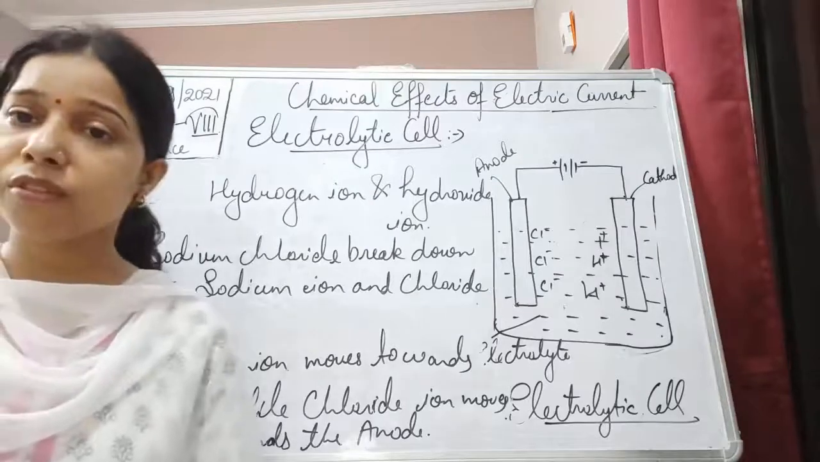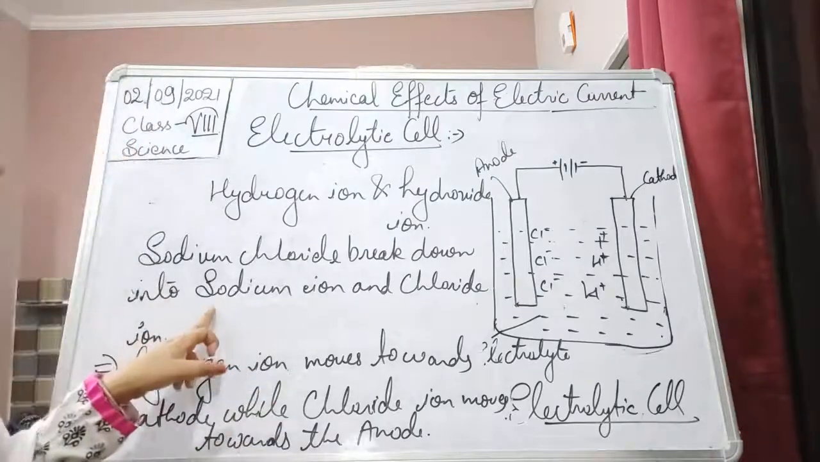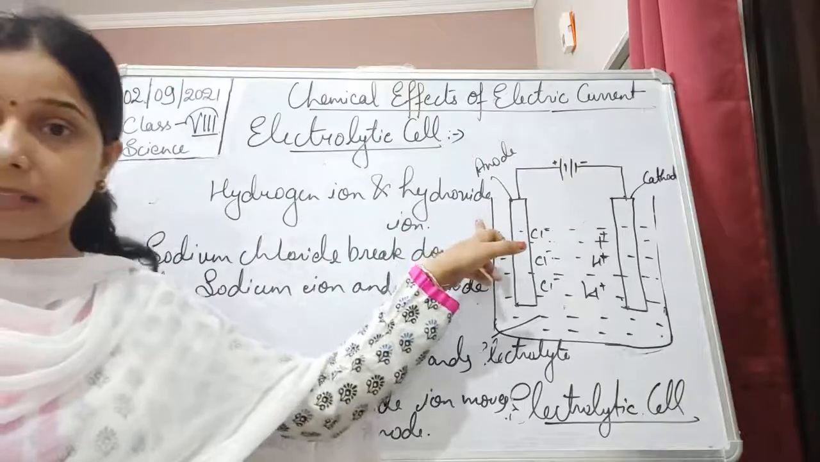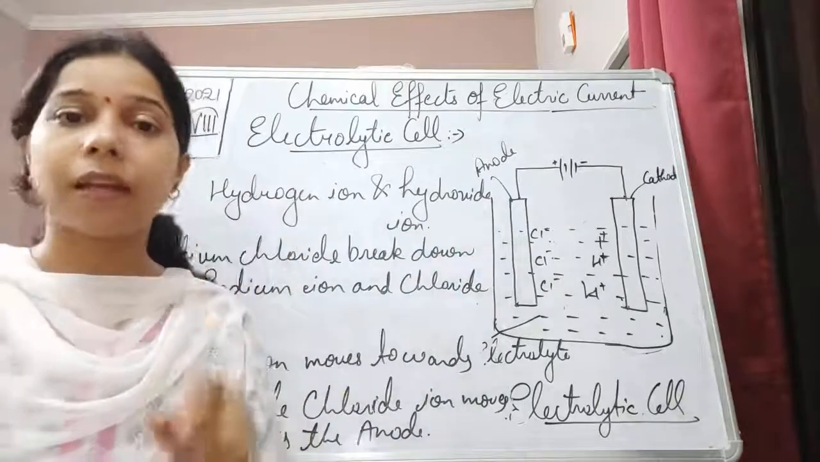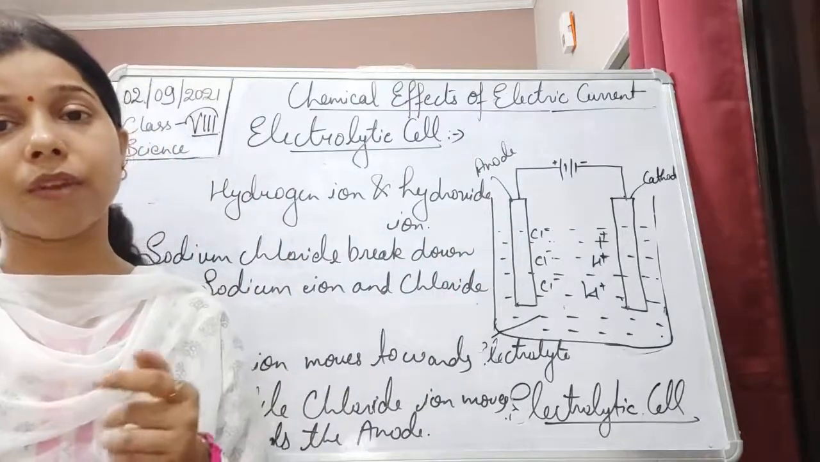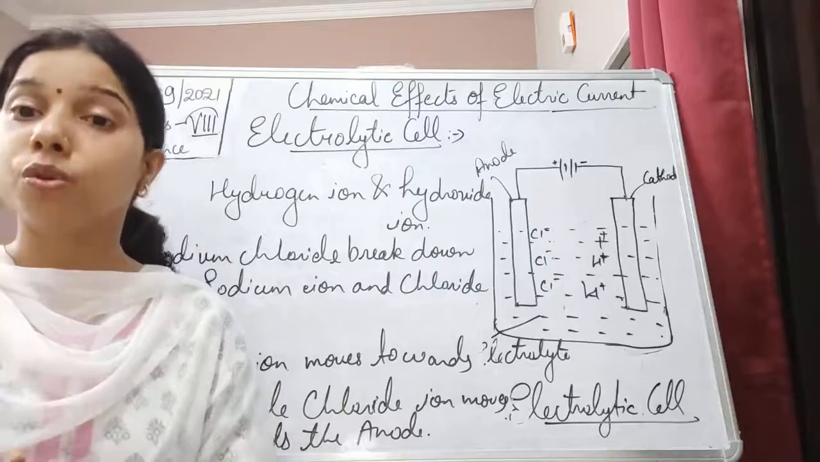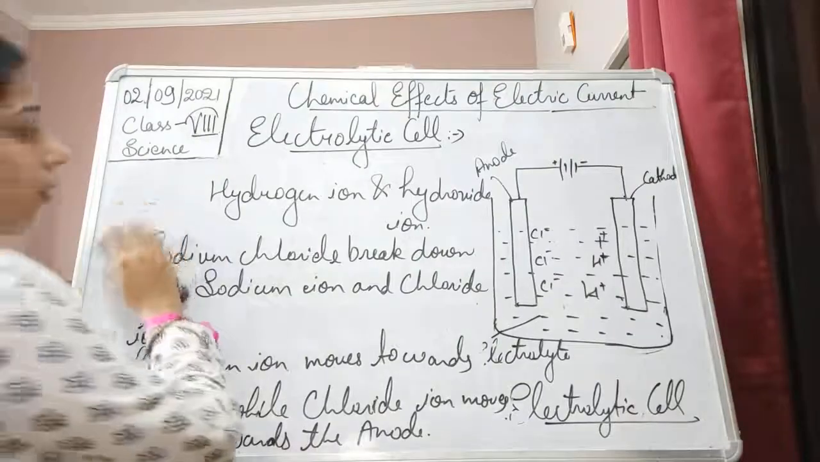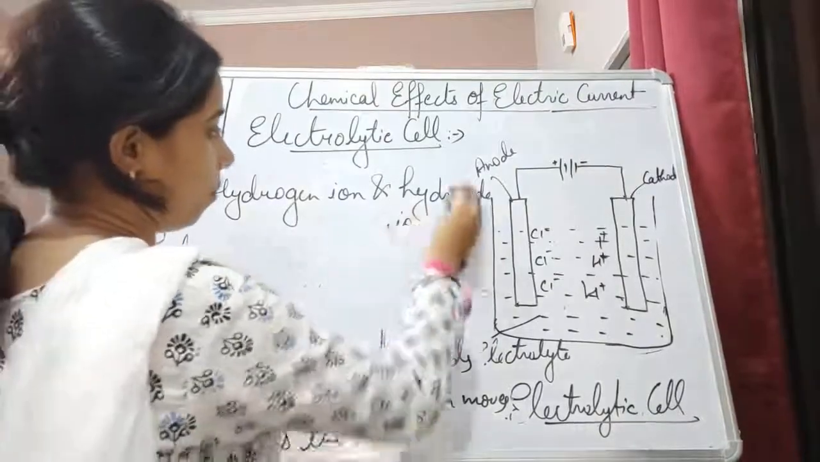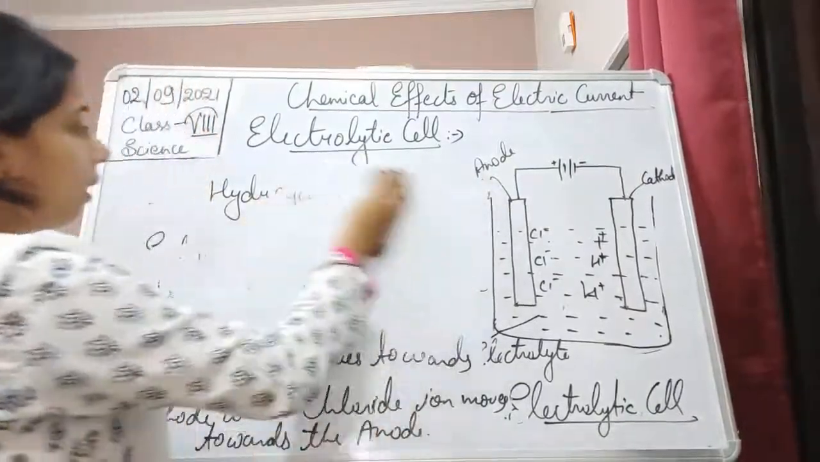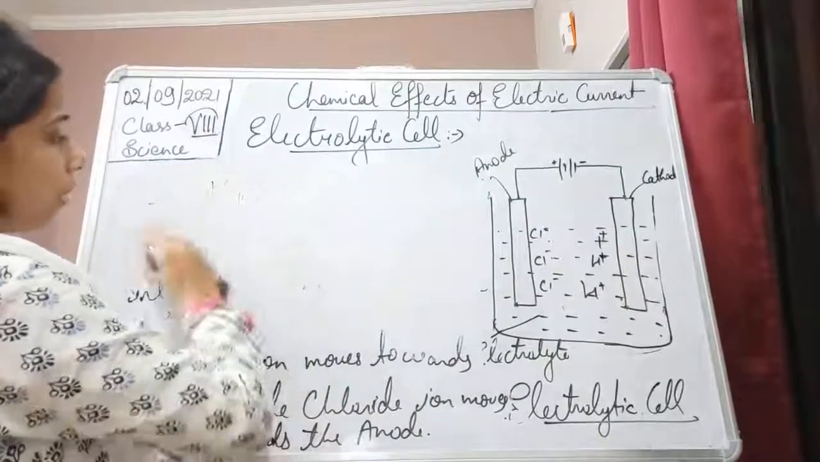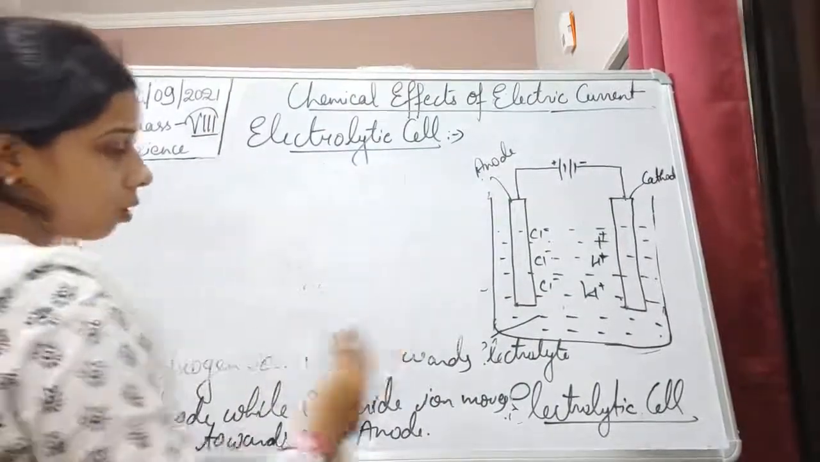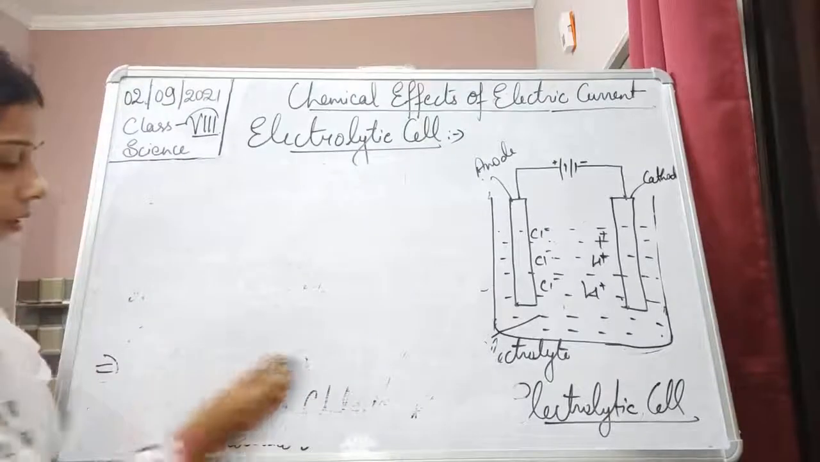Now what is left behind is the sodium ion and hydroxide ion. So this sodium ion and hydroxide ion will combine together to form a sodium hydroxide molecule. Generally, we can show it with the help of a reaction.